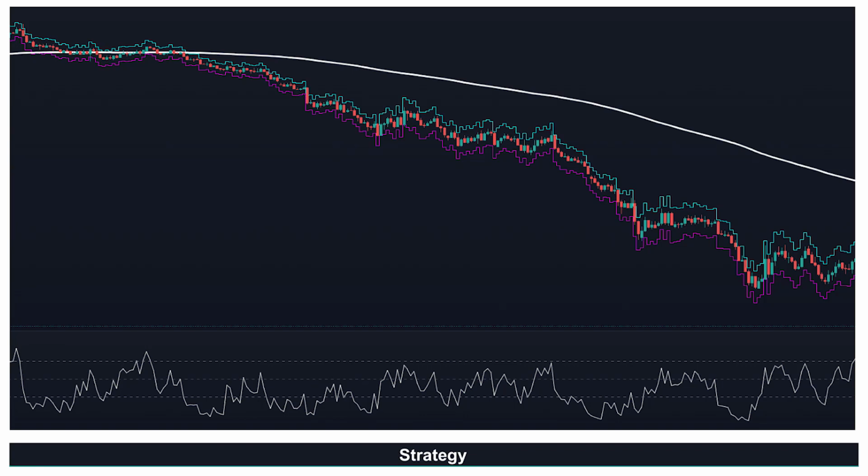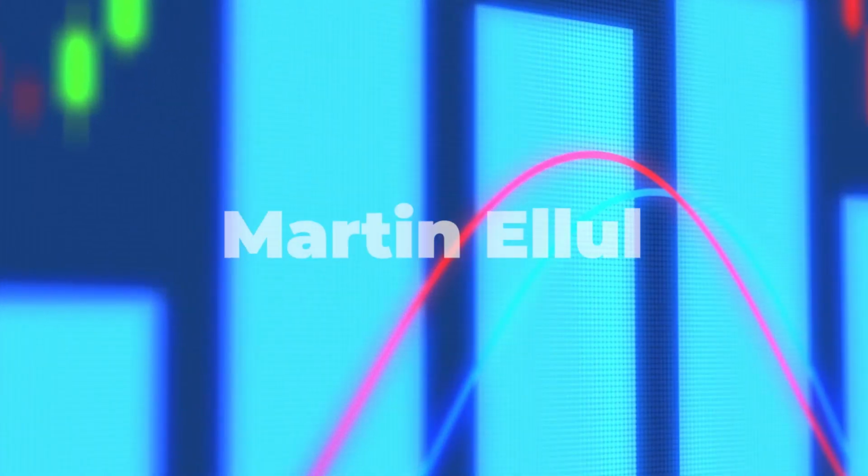Today I have a new trading strategy which I'm going to backtest for you over 100 trades. I will first tell you about the indicators we're going to be using, show you a few examples, and then perform the 100 trade backtest.